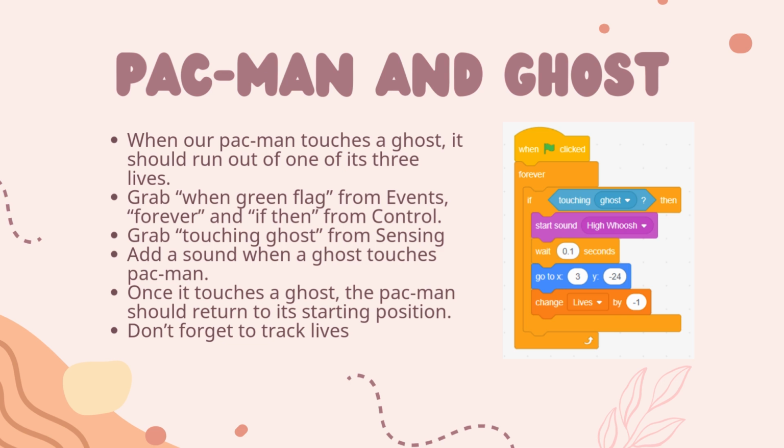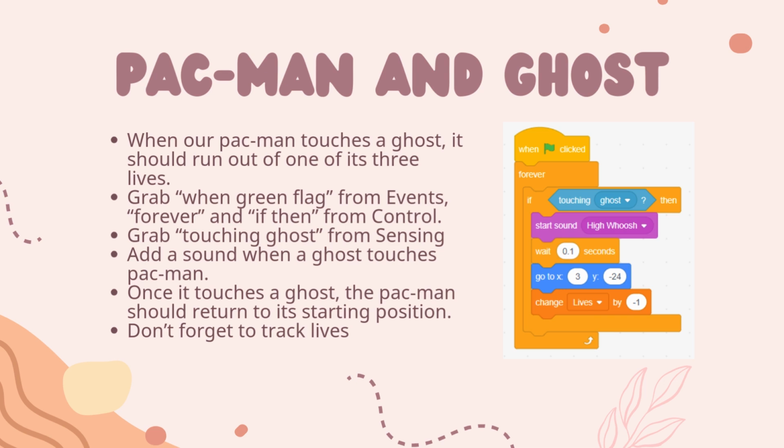Let's add a sound when they touch. Grab a good sound from the sound library that's different from the ones we've chosen so far, and drag Start Sound from Sounds. To have our Pac-Man return to the start after it touches the ghost, we go to XY for motion. Drag your Pac-Man to the place where you want it to return to and then grab the block for motion. It will have the right X and Y values then.